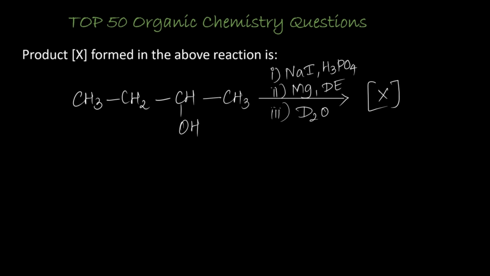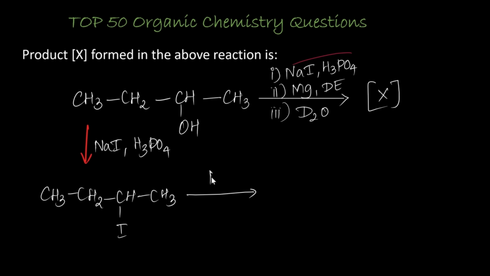Asking about the product X formed in the below reaction. Okay, so what are the reagents used over here? NaI and H3PO4, and magnesium triether and D2O. Not H2O, D2O. This is where you have to use the mechanism part. Let's see. First of all, this will react with NaI and H3PO4. So what can that give? Obviously, an iodo-substituted product.